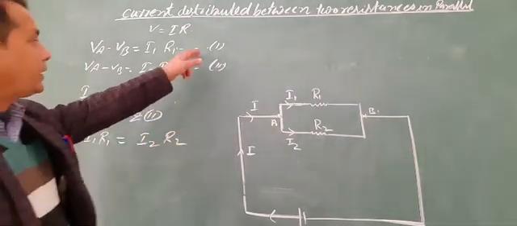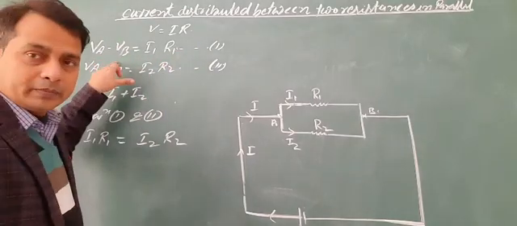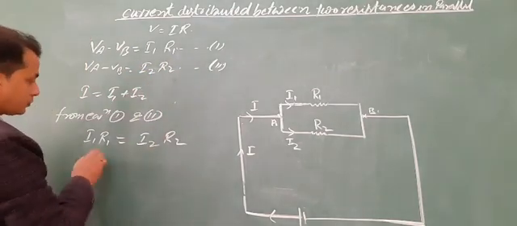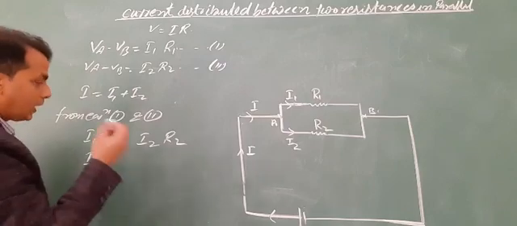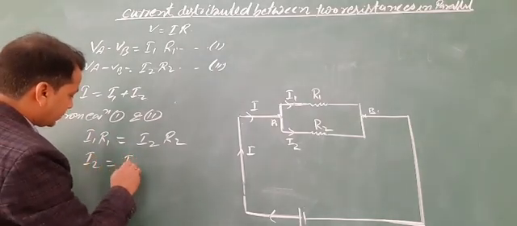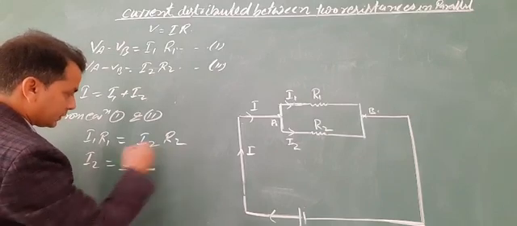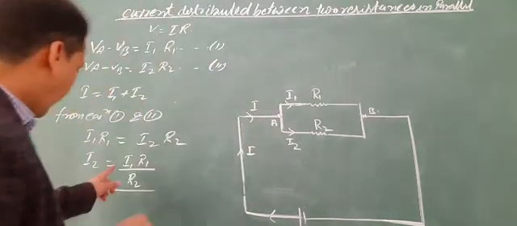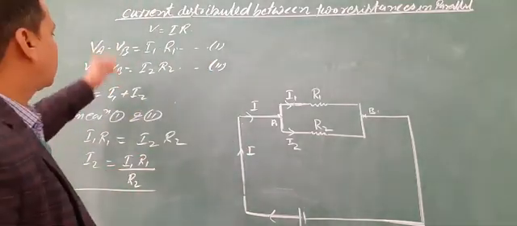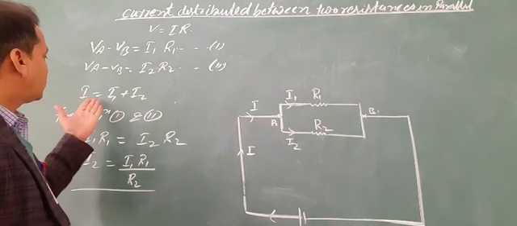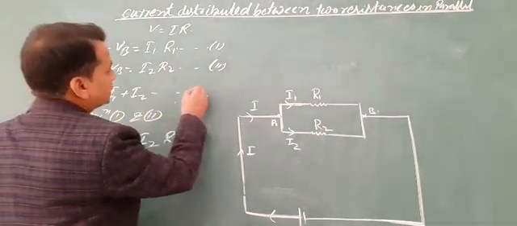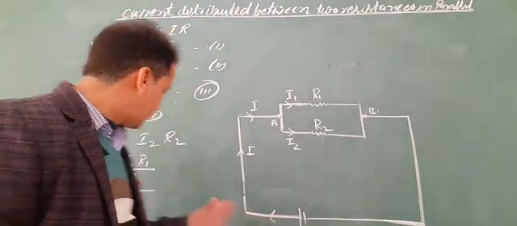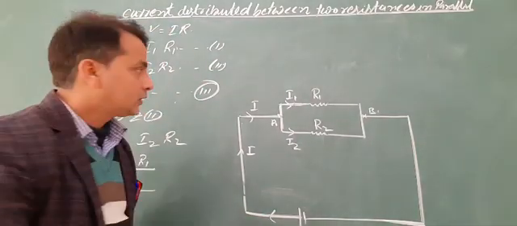So from equations 1 and 2, since the potential difference is the same, I1 R1 equals I2 R2. So I2 equals I1 R1 by R2. Put the value of I2 equal to I1 R1 by R2 in I equals I1 plus I2. Suppose that is the third equation. So put the value of I2 equal to I1 R1 by R2 in the third equation.